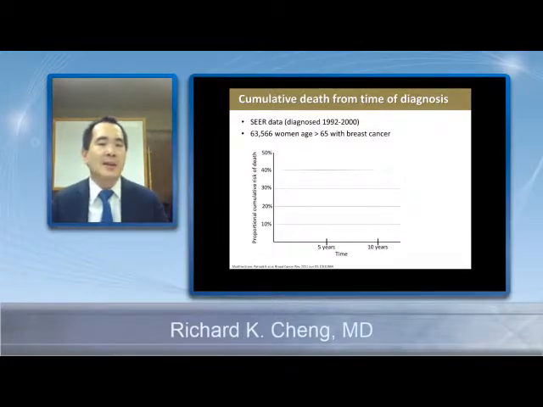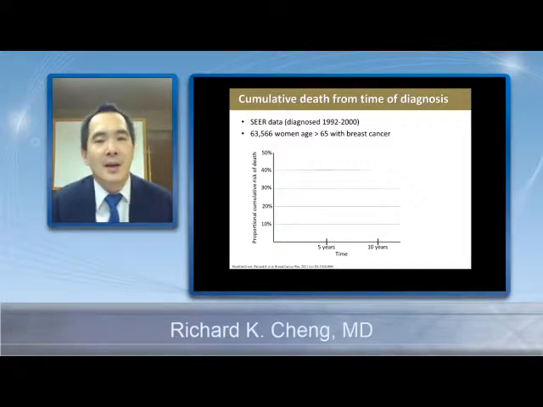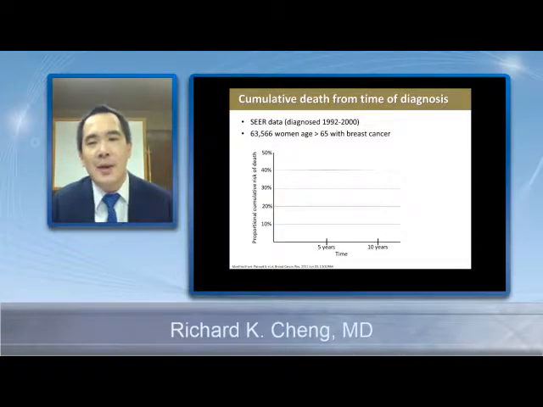So let's move on and talk a little bit about specifically the breast cancer population, because we all see many of these patients in our clinics. So this was data from the SEER database again, of 63,000 women age greater than 65 with breast cancer. On the x-axis, we have time in years. On the y-axis, we have their proportional cumulative risk of death. So in other words, what's the most common cause of death at a certain time point?